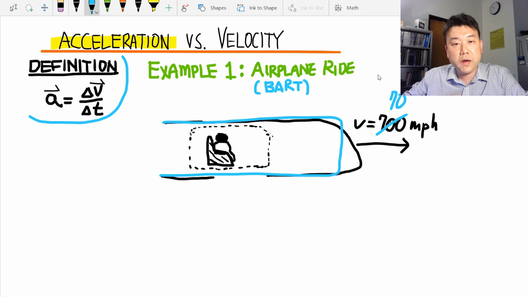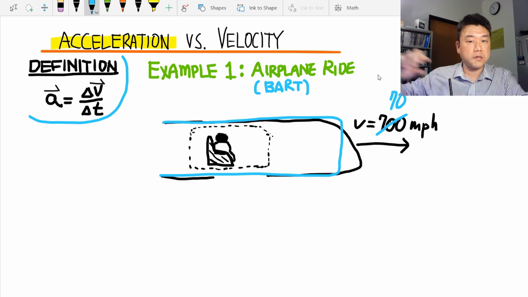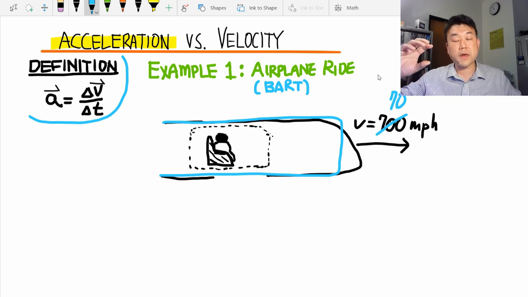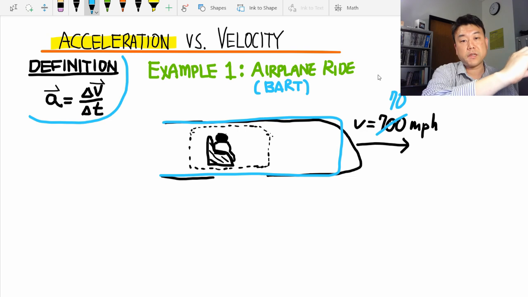So this is where I want you to start making this distinction. Imagine the part of the BART ride as the train is moving at a constant speed. It just left the station, it reached the maximum speed of 70 miles per hour, and the next station is a few minutes away, so it's continuing to move at 70 miles per hour.